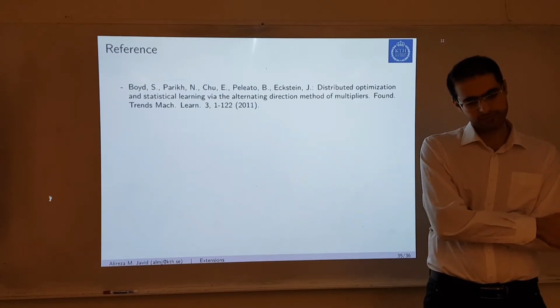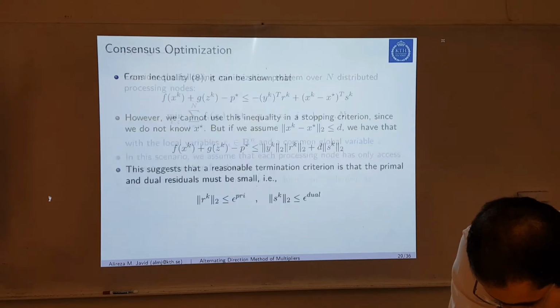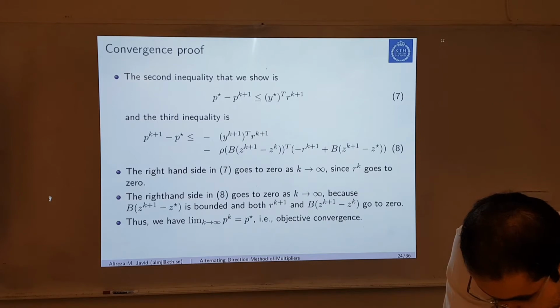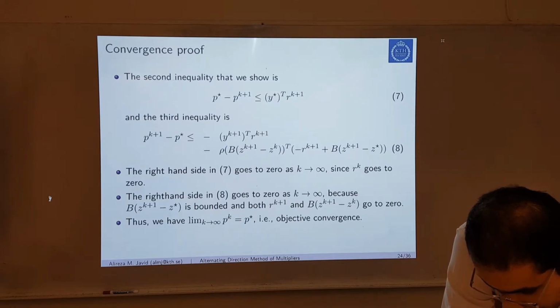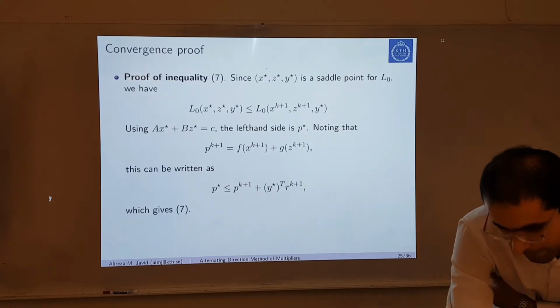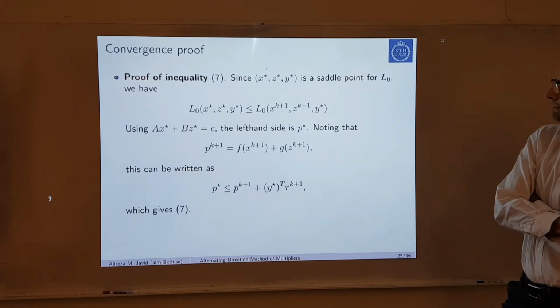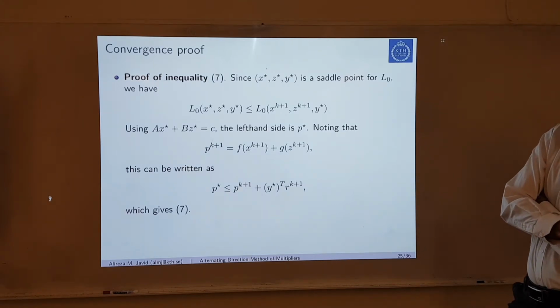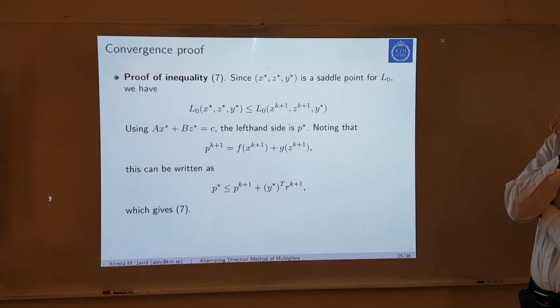Can I go to slide 25? Look at the differential bit. Proof of inequality 7. Be precise. Here you're using the fact that x star, z star, and y star is a saddle point for L0. Why is that the case?